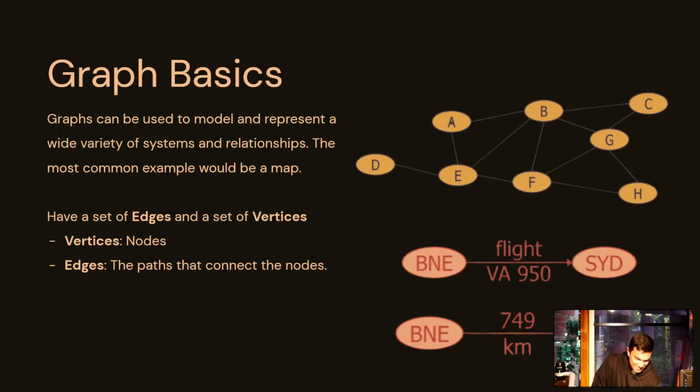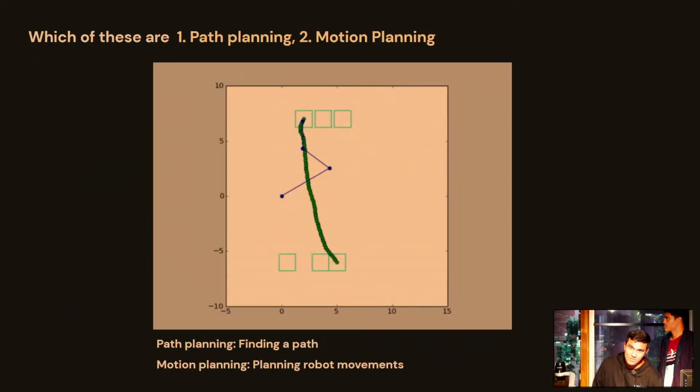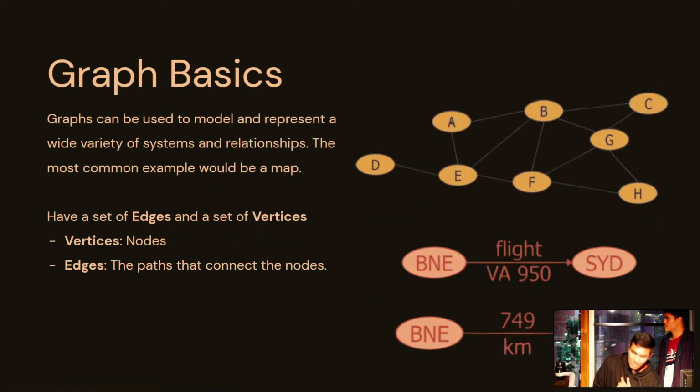So graph basics. I think some of this is quite intuitive. Usually we represent the environment as a map. So this is grid-based search, what we're doing today, as I mentioned before. So there's two ways of representing it. We have a graph and a tree, and this is the graph.